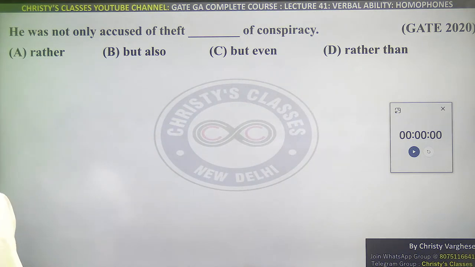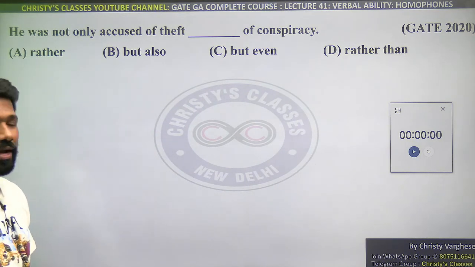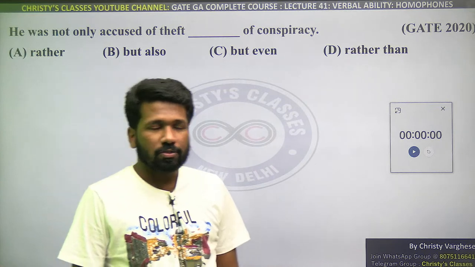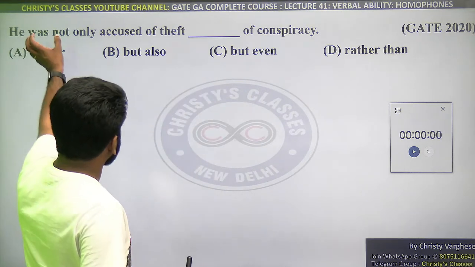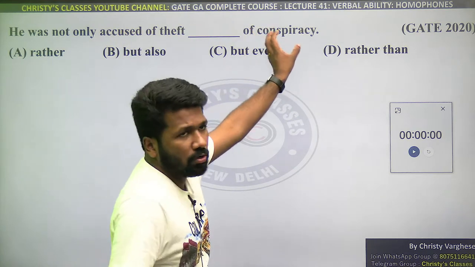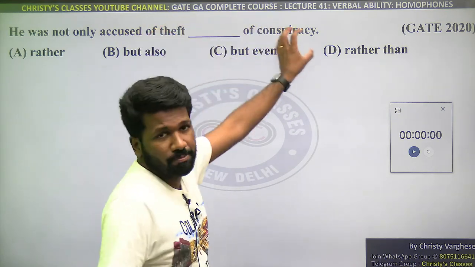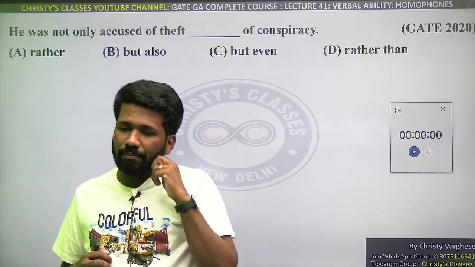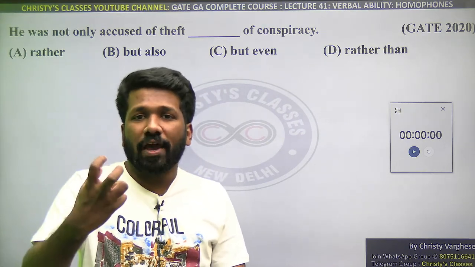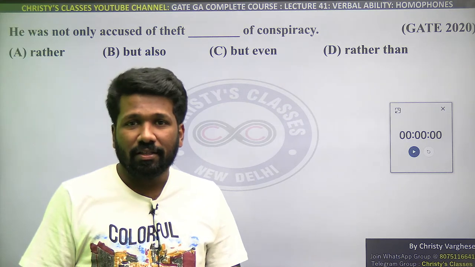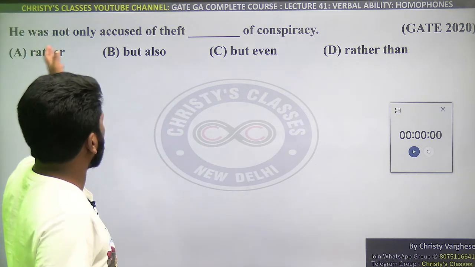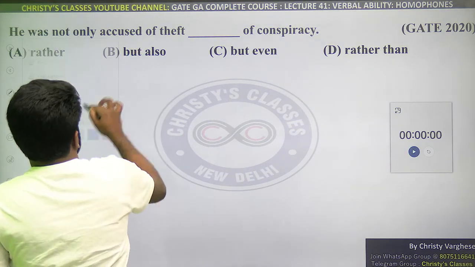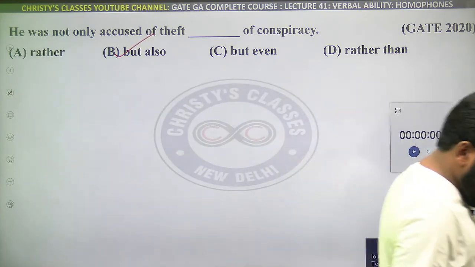He was not only accused of theft, but also of conspiracy. As a matter of fact, "not only but also", we have discussed conjunctions, right? It's a conjunction actually. So it is connecting these two things, accused of theft and conspiracy. Normally this "not only but also" is used when we want to convey two surprising facts, where the second fact is more surprising. That is when we use "not only but also". So option B is the correct answer. This was a GATE 2020 problem. I hope all of you understood.